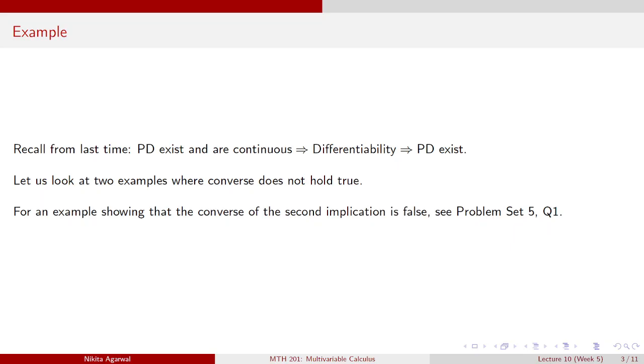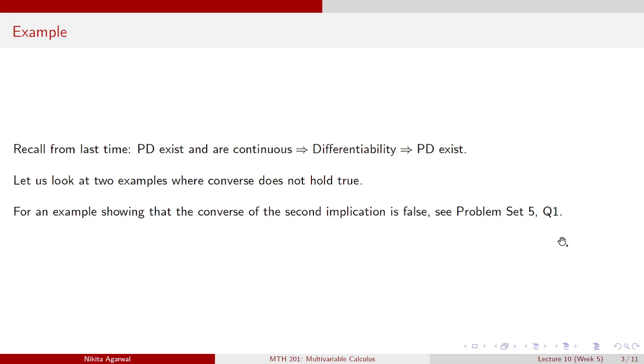Now, I mentioned in the last video that these reverse implications, meaning differentiability implies partial derivatives exist and are continuous, and partial derivatives exist implies differentiability, both do not hold in general. So let us discuss two examples where these converses do not hold true. For the second reverse implication, that partial derivatives exist need not imply differentiability, that is part of problem set 5, question 1. So I will not discuss it here.